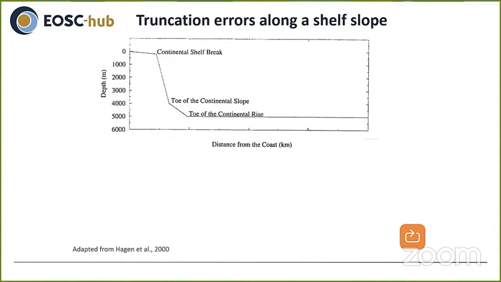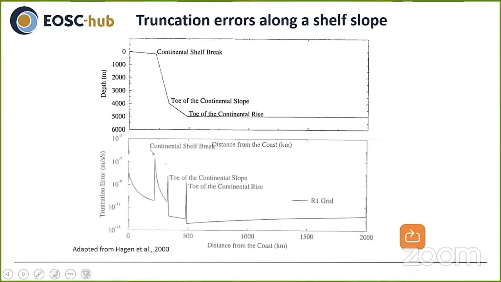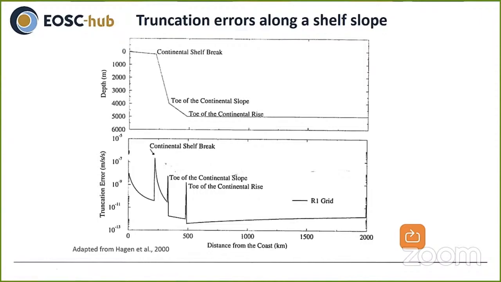Now, these authors simulated the tidal propagation over this domain using a uniform grid. Then they computed the truncation errors using this grid. Here are the errors that they found, and it's clear that there are sharp peaks of errors, very strong errors, wherever the bottom slope changes. So it's clear that in areas where you have a strong change in bathymetric slope, you'll need a finer grid resolution.